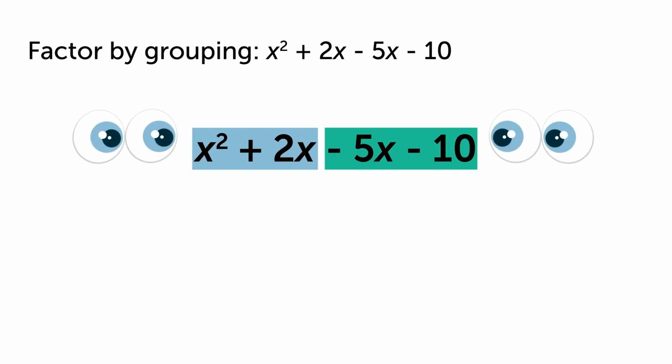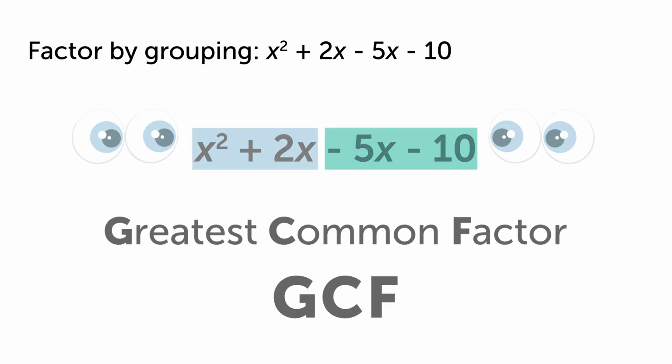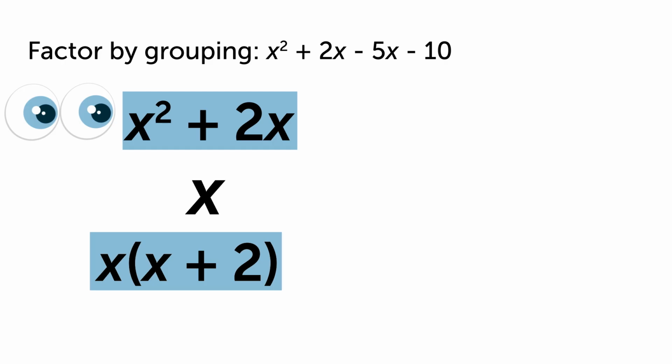Now, for each group, we need to determine if there are any factors that the terms have in common and use the biggest one. In other words, we want to find the greatest common factor, or GCF, for each group. For the first group, we notice that each of the terms has an x in common. X squared is equivalent to x times x, and 2x is equivalent to 2 times x. This means we can factor an x out for both terms. So for this first group, factoring out the GCF yields x times the quantity of x plus 2.